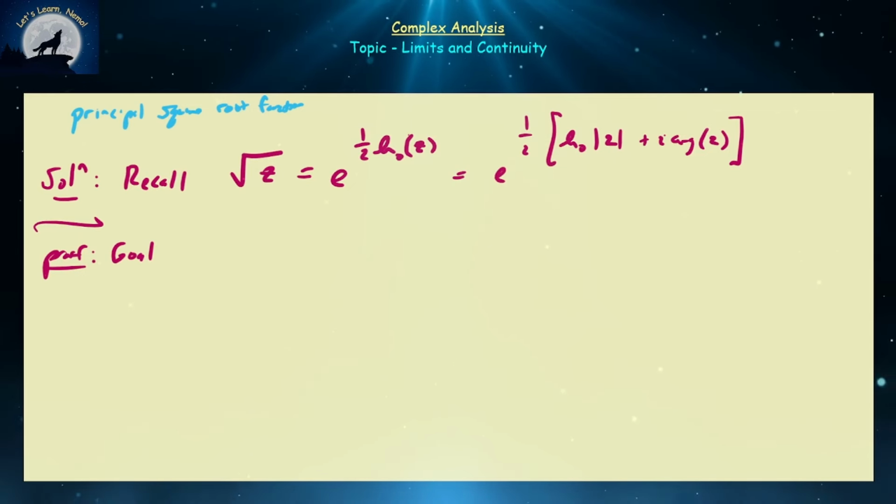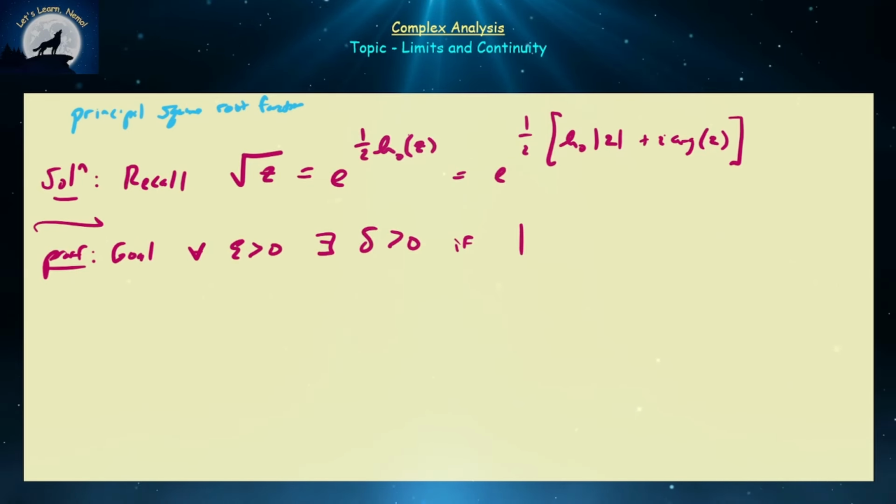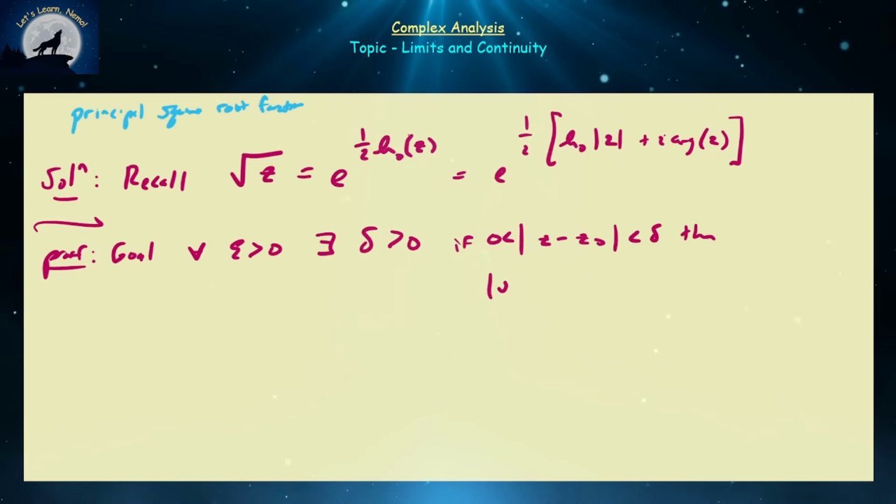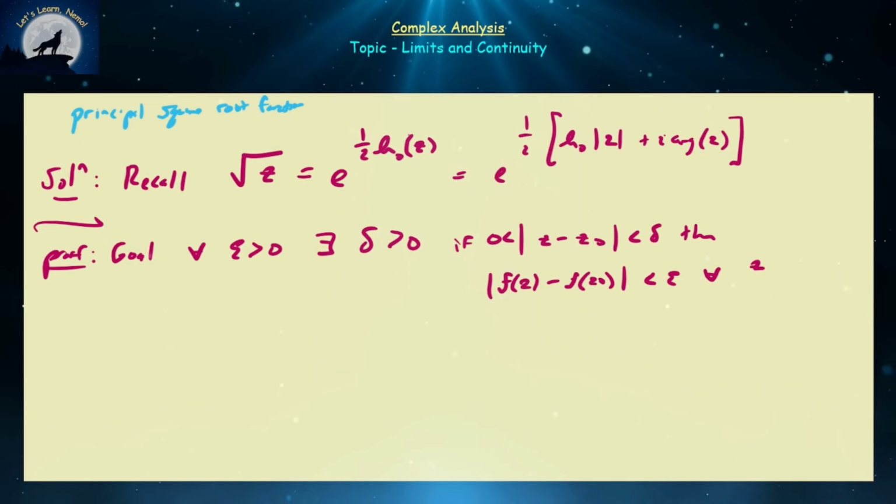So again, our goal is to show that for all epsilon greater than 0, there exists a delta greater than 0, that if the magnitude of z minus z naught, non-zero, is less than delta, then the magnitude of f of z minus f of z naught will be less than epsilon for all z naught in C. So this is what we're trying to show. So not only is this true at that particular value, but it's true for every single z naught.